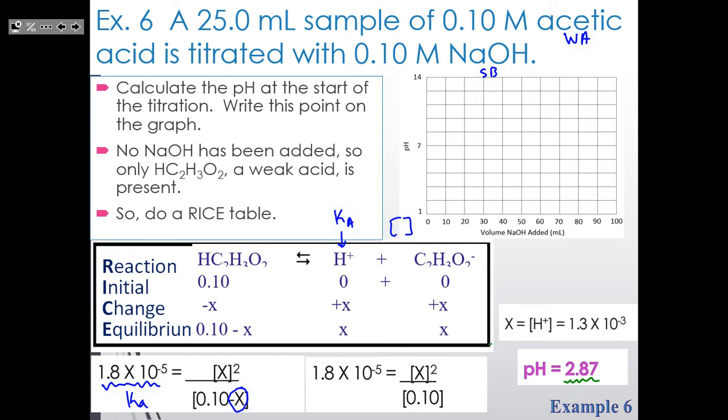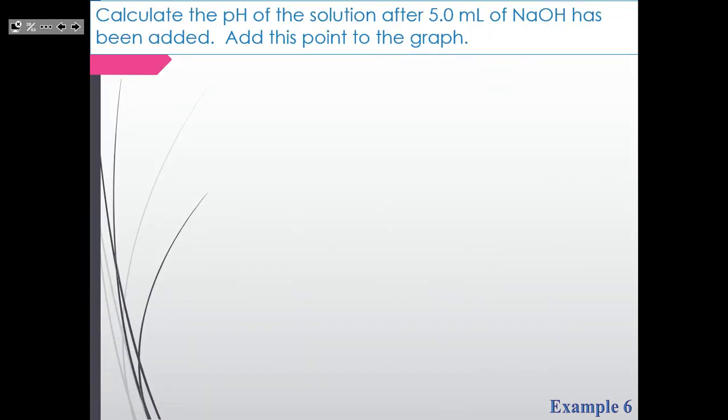Let's plot our first point at 0 addition of NaOH, pH of 2.87. Now, I'm going to fix this dot. It's a little bit off. But there's roughly our first point. Okay, let's go ahead and move on to the second point.